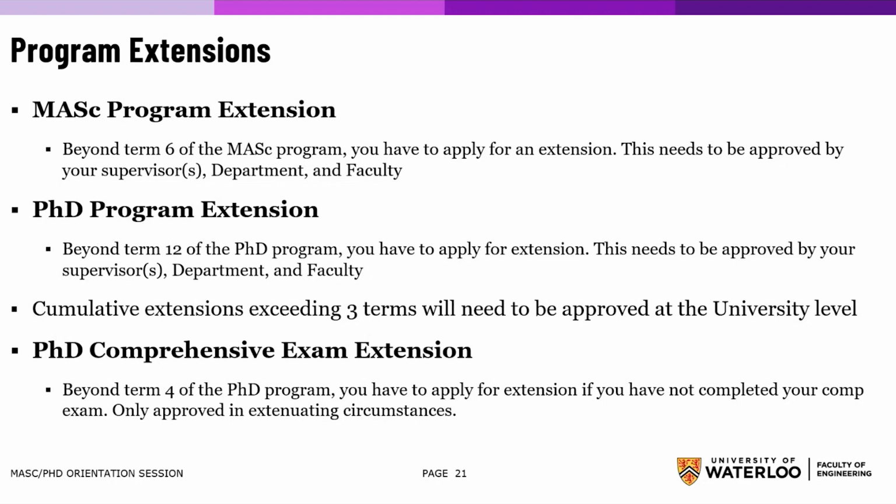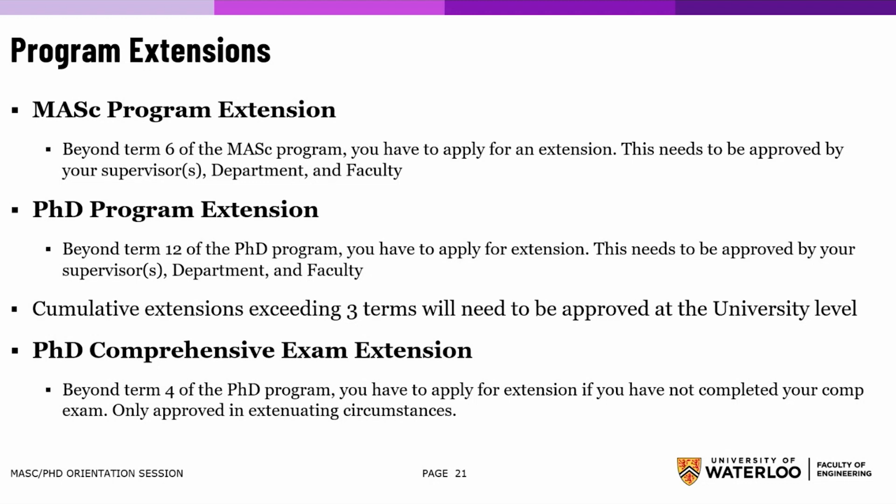And so what happens when you need to extend your program is an email will go out to you and say, hey, you're over your program time limits. If you're not going to degree complete, you need to fill out this form. You fill out the form. It's an online form. Your supervisor signs it. You say, this is my plan to degree complete. It gets reviewed by your supervisor, the department, and the faculty, and it gets usually approved.